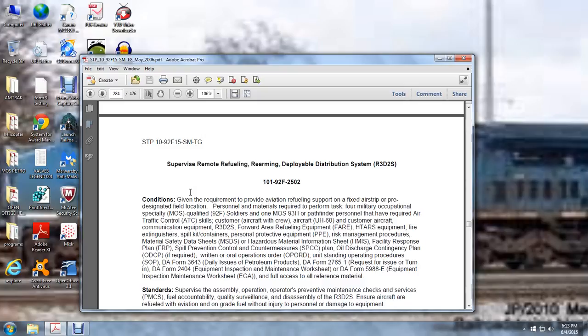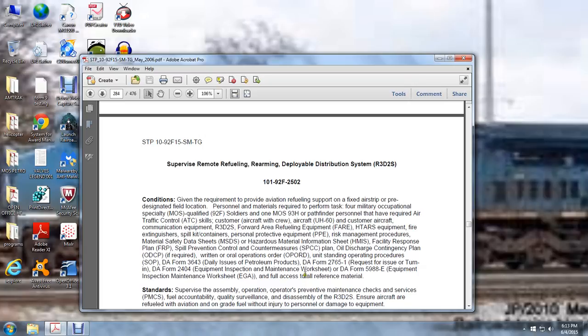customer aircraft communications equipment, the R3DT, the remote refueling deployable distribution center, forward area refueling equipment, FARE, HTARS equipment, fire extinguisher, spill containers, personal protective equipment, risk management procedures, material safety data sheets, hazardous material information sheets, facility response plan, spill prevention control countermeasures, oil discharge contingency plan, written or oral operations order, unit standing authorization procedure, DA Form 3643, daily issues of petroleum products, DA Form 2765-1, request for issue or turn-in, DA Form 2404, equipment inspection maintenance worksheet, and or DA Form 5988E, equipment inspection maintenance worksheet, EGA.